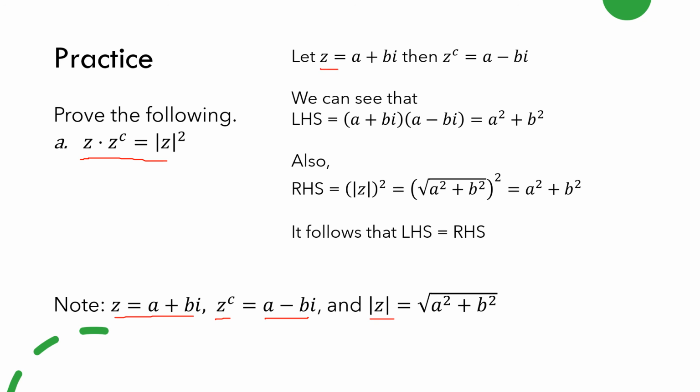We say z is a + bi, and z conjugate is a - bi. We can clearly see that (a + bi)(a - bi), which is the left side of this equation, is equal to a² + b². That's really the definition of a conjugate there. Also, we recognize the right-hand side, which is the square of the modulus, is the square of the square root here, which will cancel and leave us just a² + b². So quickly we can see left-hand side equals right-hand side, and we're done. Wasn't too complicated.